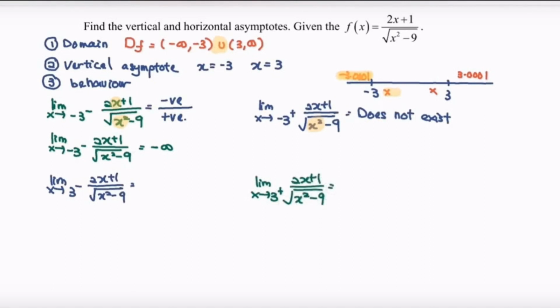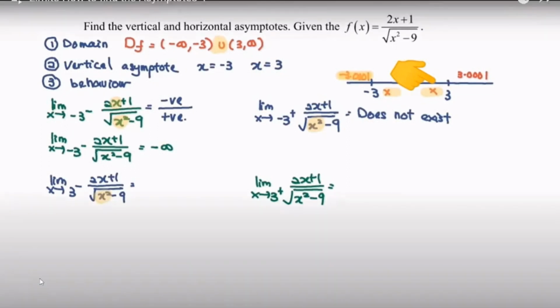So kindly look at x approaching 3 from the left. Notice that there is no suggested value. Why? Because a value from the left towards 3 will be 2.9999. If we substitute, we will have a value which is less than 9. A value which is less than 9, minus 9, automatically gives a negative value.